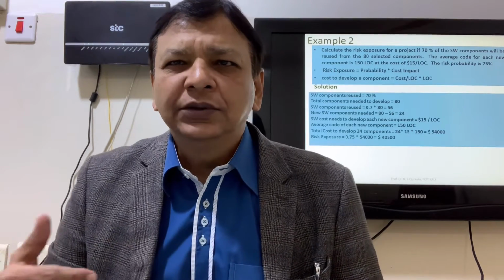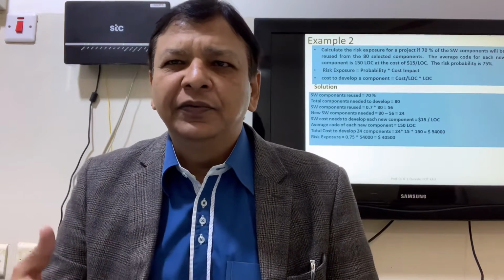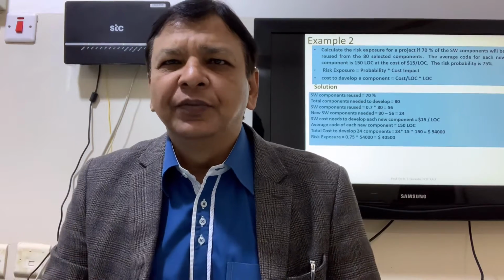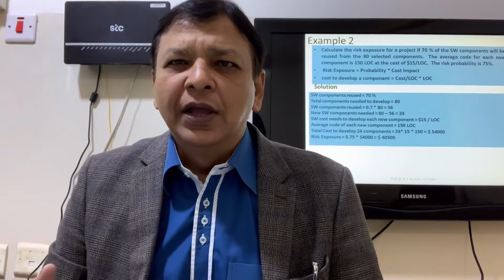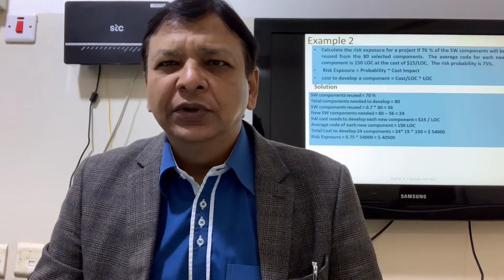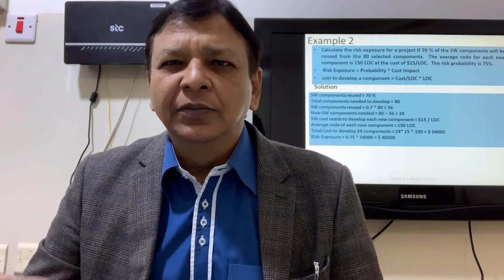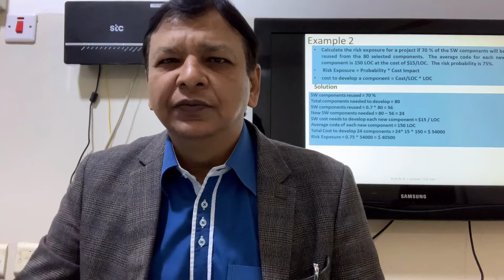So total cost to develop 24 new components is equal to 24 multiplied by 15 multiplied by 150, that is $54,000. Risk exposure: probability is 0.75 multiplied by 54,000 is equal to $40,500. If 24 components failed, software company has to bear the loss of $40,500. That is the end of this chapter.